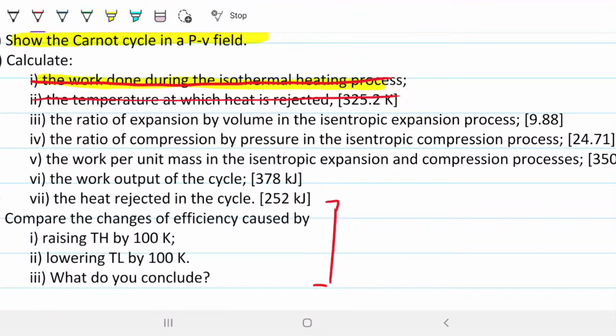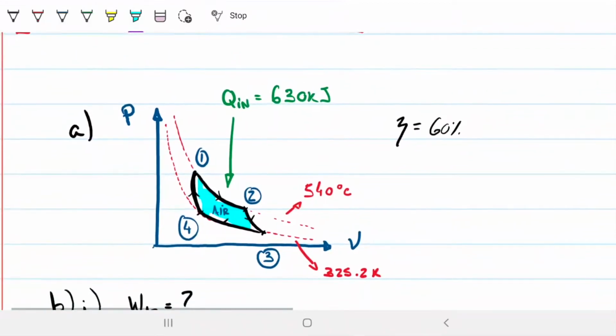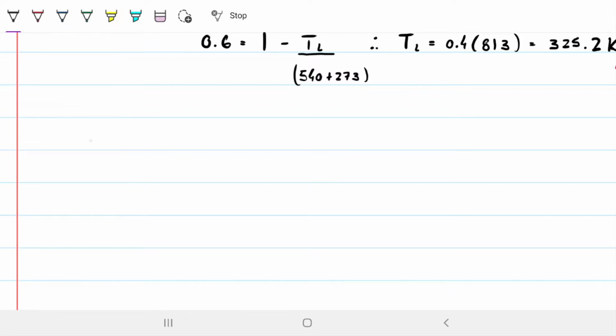The ratio of expansion by volume in the isentropic expansion process. So it wants to know volume over volume for a given part of the process. It wants the isentropic expansion. Well, there's only two expansions: from 1 to 2 and from 2 to 3. From 1 to 2 is isothermal, and from 2 to 3 isentropic. So it wants 2 to 3. In other words, that question is asking us, what is V2 over V3? Let's put down here B1, 2, 3. It's asking us, what is V3 over V2? Doesn't matter. What is this ratio here?